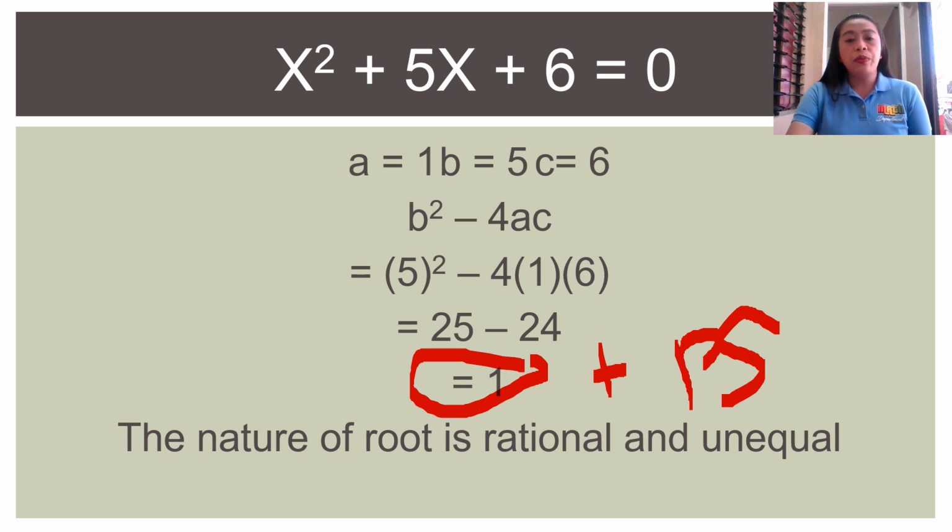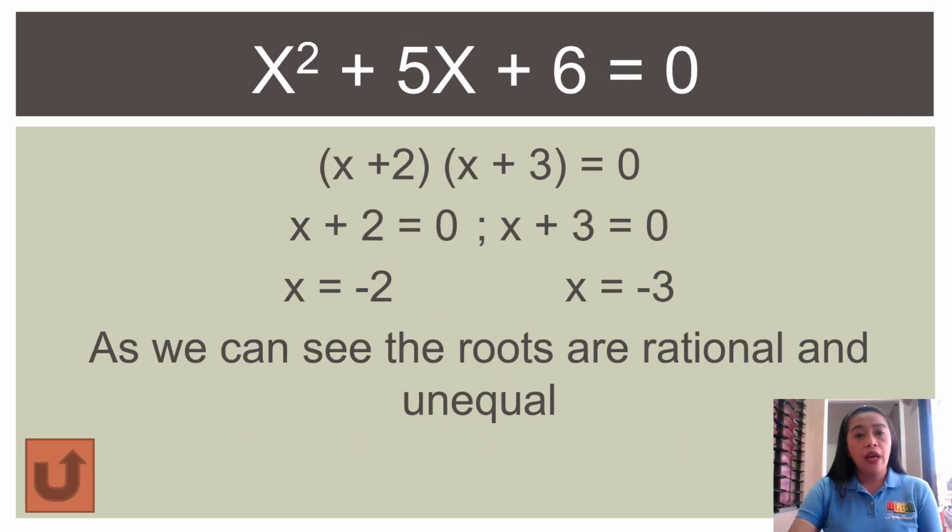So let's see if the roots of x squared plus 5x plus 6 equals 0 are really rational and unequal. By factoring, the factors are x plus 2 times x plus 3. So that means the value of x is negative 2 and negative 3. Both negative 2 and negative 3 are rational numbers, but they are not equal, unlike a while ago that it is both 2. So again, we were able to see a while ago that if the result is 0, the nature of root is real, rational, and equal.